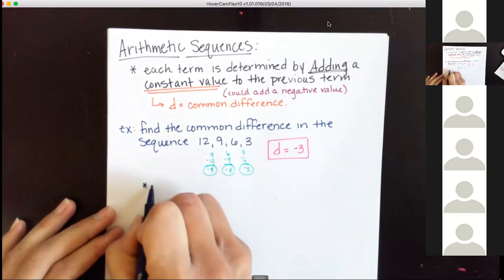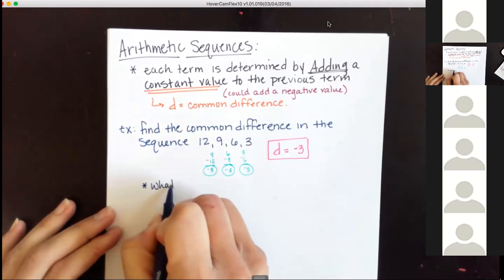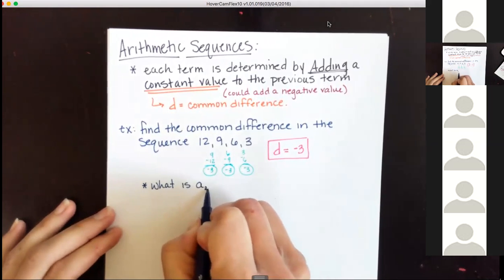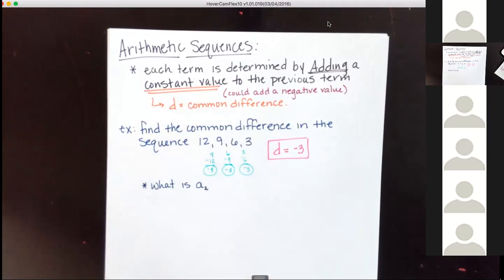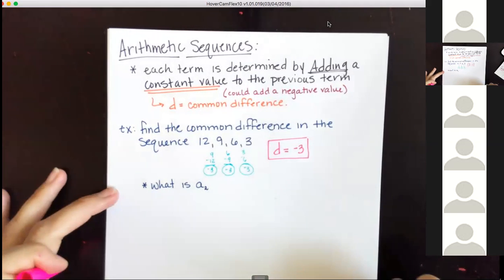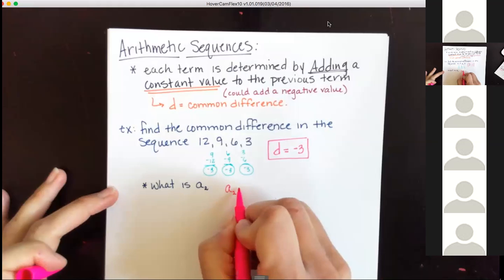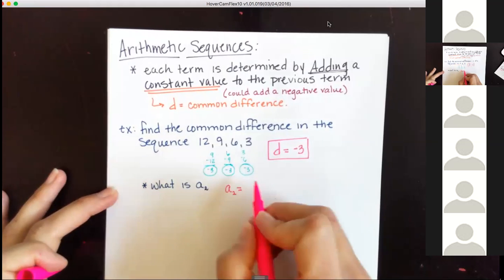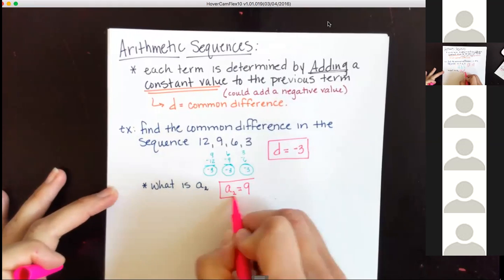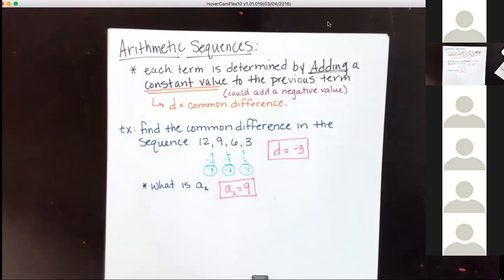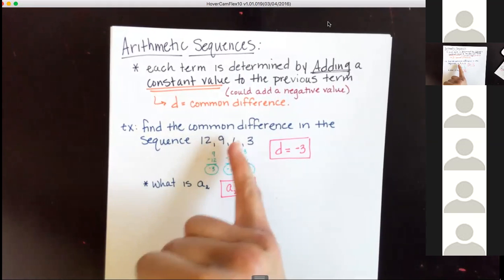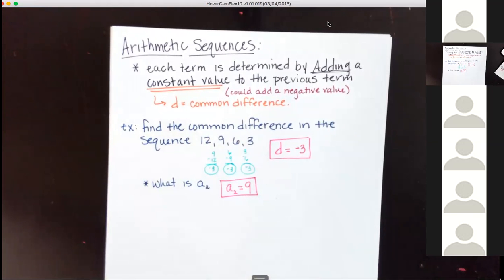So another question could be, what is a sub 2? Now remember, we talked about that the first value in the set is a sub 1, the second value is a sub 2, the third value is a sub 3, and so on. So when we go to answer this, a sub 2 is the value that's in the second position. So that's 9. And again, it's just being able to identify what the place is and then what the value in that place is. So keep that in mind.